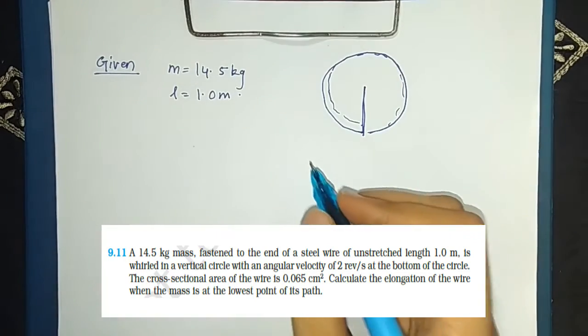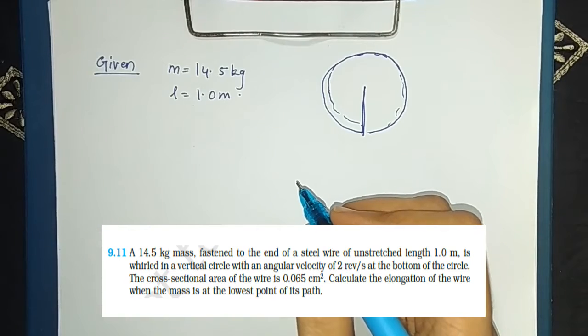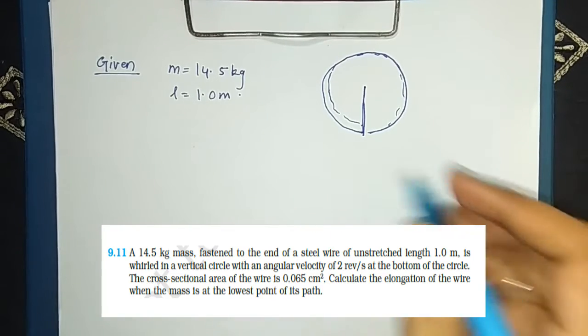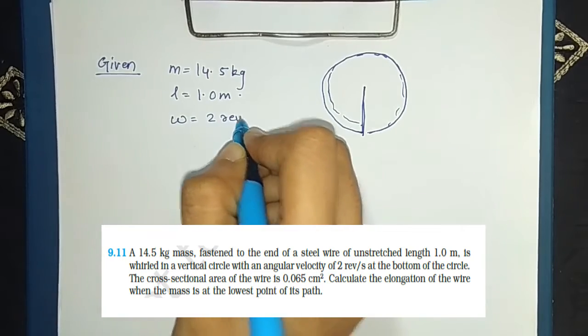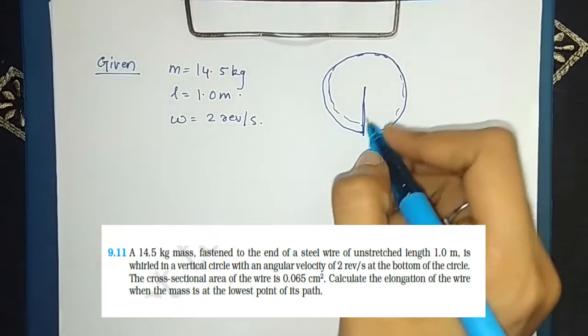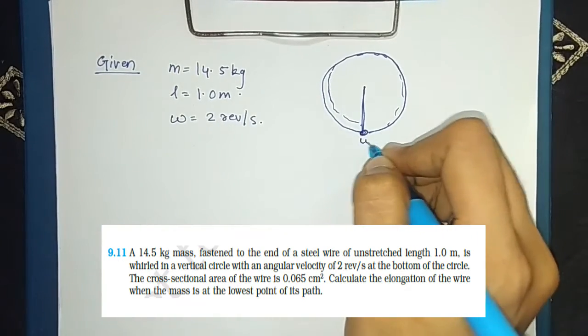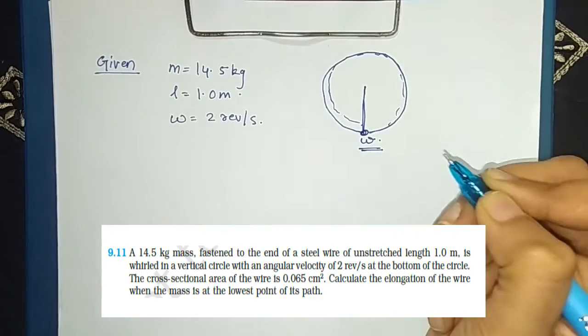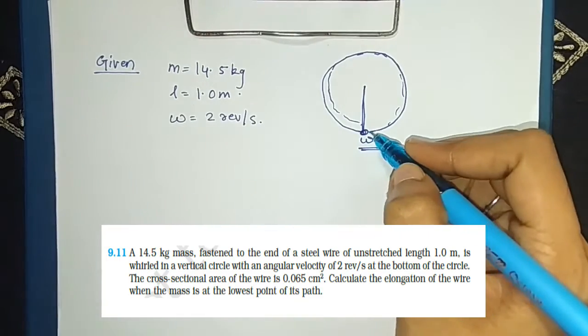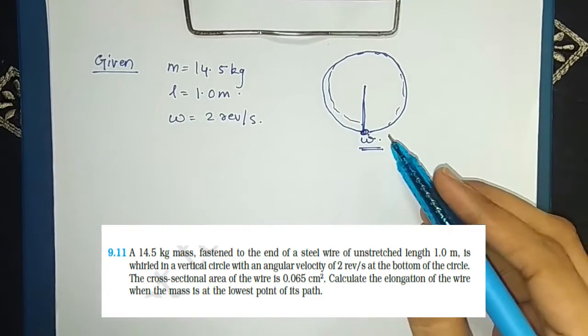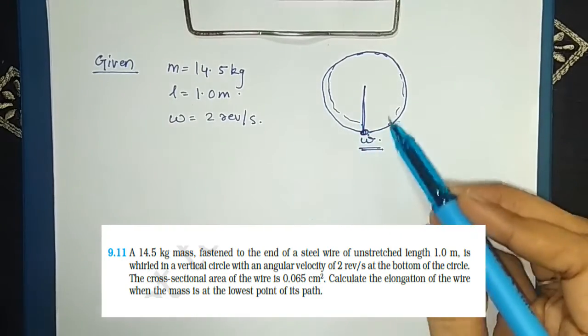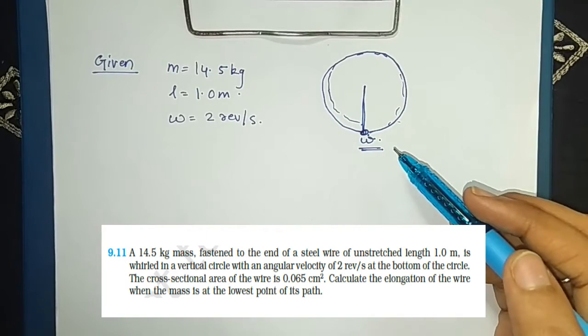Got it? So it forms a vertical circle with an angular velocity. So angular velocity is 2 revolutions per second at the bottom of the circle. So the angular velocity at the bottom is given. They have specified it for the bottom, which indicates that it's not a UCM, uniform circular motion. So angular velocity at every point may be different.